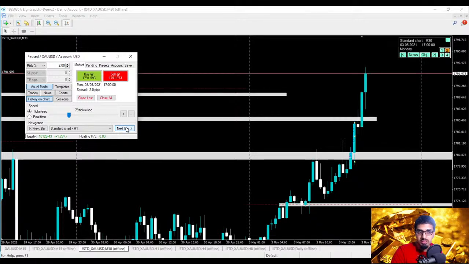So this is 1 hour. Ooh. This would have been a very nice opportunity to take a buy up here on the break of this candle high to move up. Very nice, very nice.